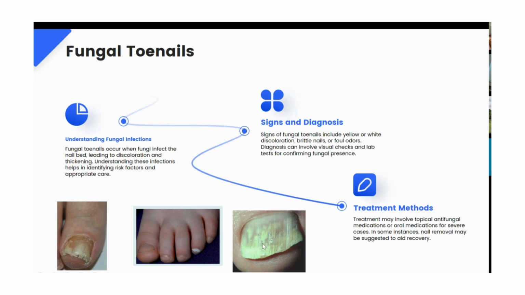Now, in this case we would expect a change of color. It's going to be very yellowish, and you can see different types of vesicles within the nail. We expect this to be not just the nail itself, but also under the nail, what we call the nail bed.